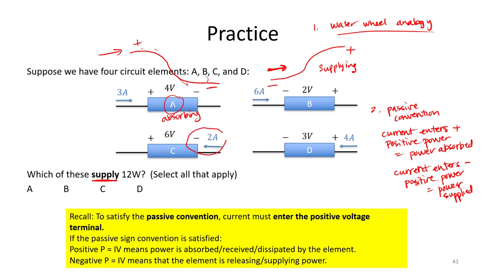So in this case, we see for element C that our power is 6 volts times 2 amps, 12 watts, but since current enters the negative side of element C, this is supplying 12 watts. And then finally, for element D, we see current enters the positive end. So our power is 3 volts times 4 amps, 12 watts. And because current is entering the positive end, that 12 watts must be absorbed. So either the water wheel analogy or passive convention, either of those approaches would have been valid to solve this problem.